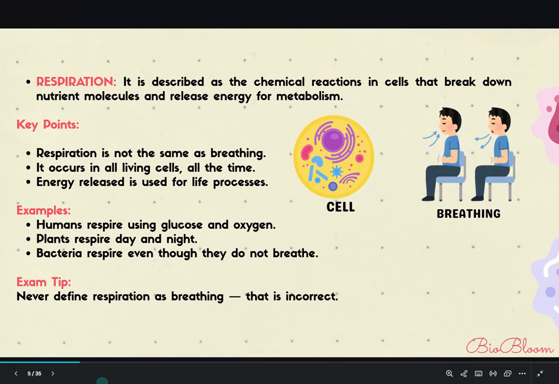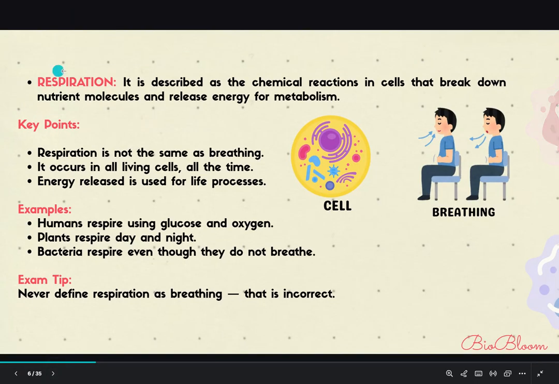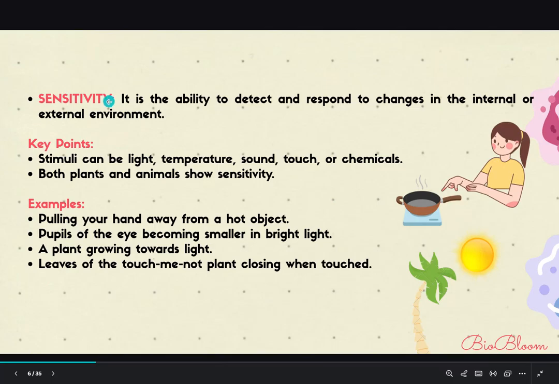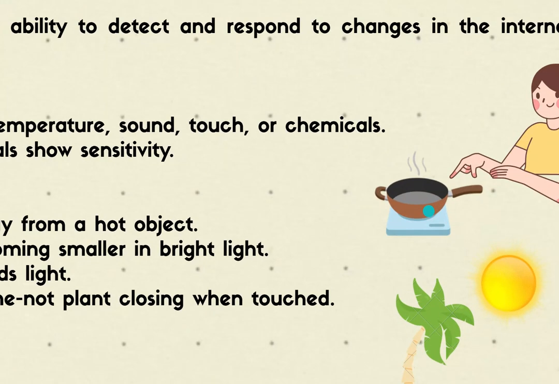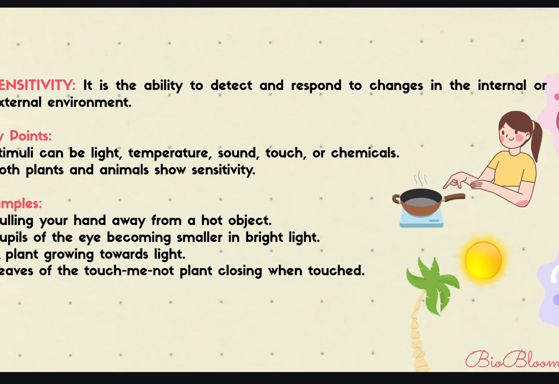All right. Now, let's talk about sensitivity. So, what is sensitivity? The basic definition: it is the ability to detect and respond to changes in the internal or the external environment. Now, these changes in the internal or the external environment, we call these stimuli, all right? And an example of a stimulus is, let's suppose, temperature. So temperature is a stimulus, okay?